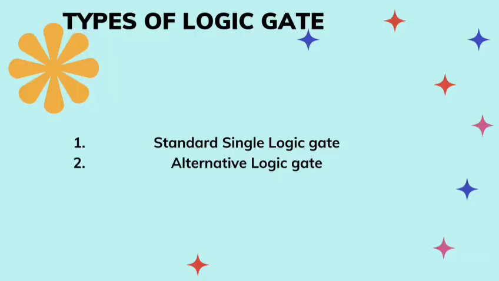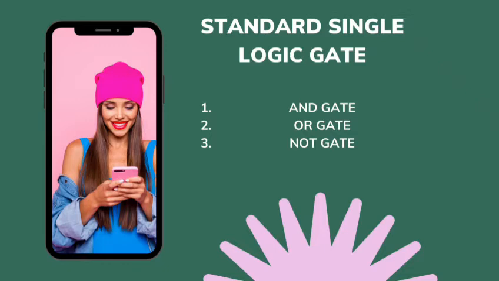And they are of two types. You have the standard single logic gates, and you also have the alternative logic gates. These two groups are what bring about the basics of logic gates. The basic types of logic gates are 7 in number, and they are grouped into these two. In this class, we will be introducing the very first one, the standard single logic gate. That includes 3 types of logic gates.